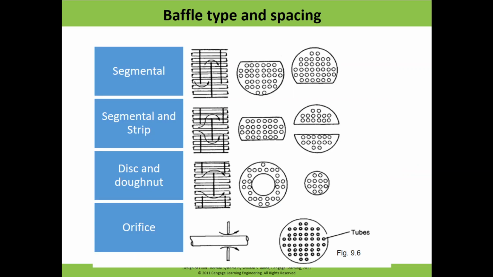Now come to the baffles. How do we design the baffles? Baffles are plates which are put in between the two ends of the shell and tube heat exchanger, and they are put over the length. They facilitate the fluid to spiral around and move from the lower to the upper part of the heat exchanger. There are different configurations of baffles, as you see here: segmental type, segmental and strip type, disc and donut type, and orifice type.